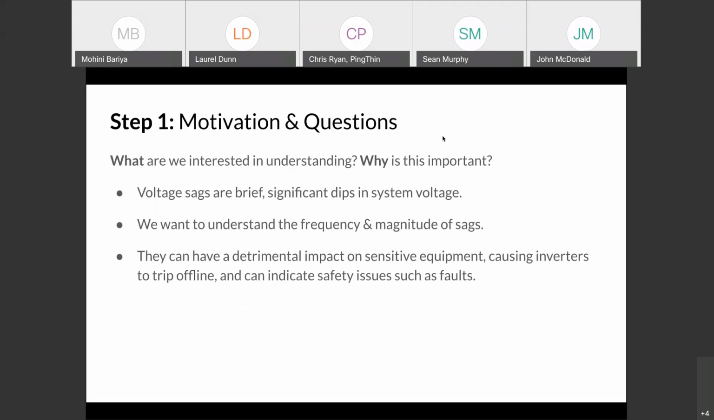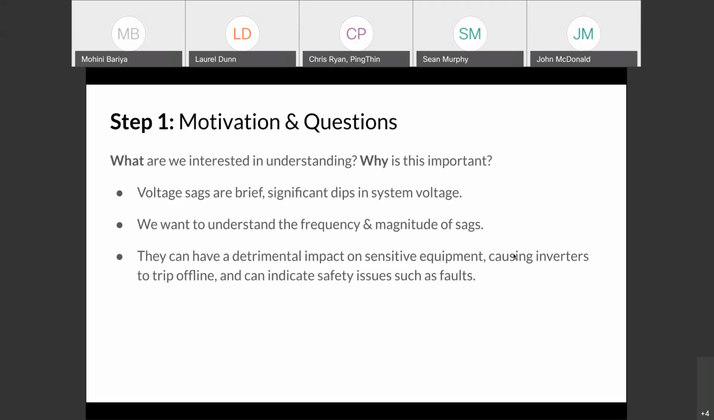So in step 1, we establish our motivation for this particular use case and the questions that we have. So we want to answer the questions, what are we interested in understanding and why is this important? Well, in this case, the what is voltage sags, and these are brief, significant dips in the system voltage. And what we specifically want to understand about sags is their frequency and their magnitude.